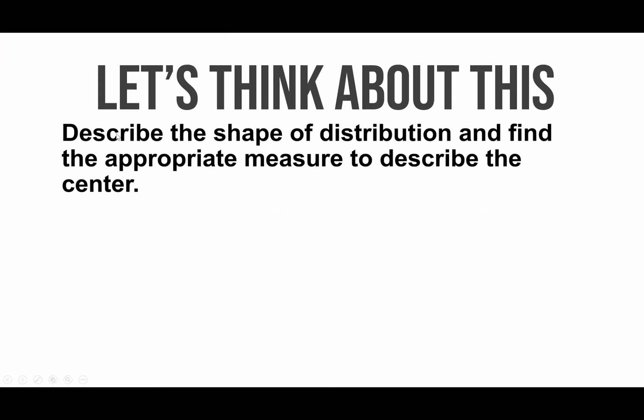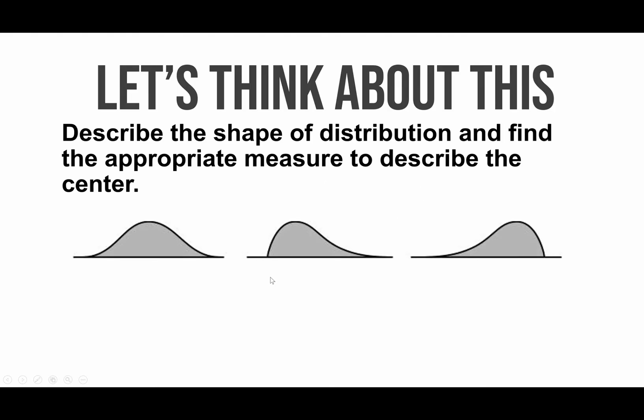All right, so let's talk about this. It says describe the shape of distribution and find the appropriate measure to describe the center. So here are 3 pictures right here. Take a look at this one right here. Look at all the ages here, all the data. It's pretty evenly distributed. So I'm going to call this symmetric because it's the same thing on the left, same thing on the right.